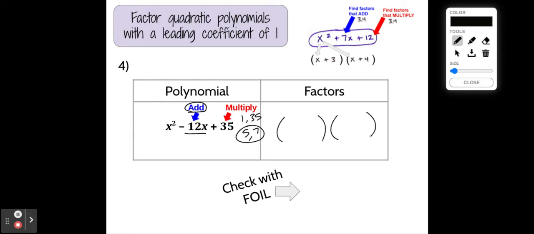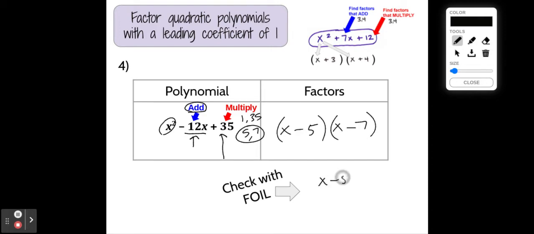So get your binomials ready. Remember, x times x is the only way to get x squared, so these have to be x's. We're going to put a 5 in, we're going to put a 7 in, and now we have to decide the signs. In order to get a positive 35 when you multiply, they have to either both be positive or both be negative, right? They have to agree. So to get a negative 12 when we add them together, they're both going to have to be negative. Yep, negative 5 plus negative 7.